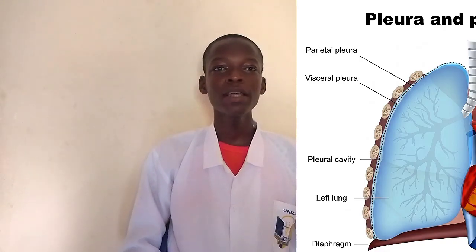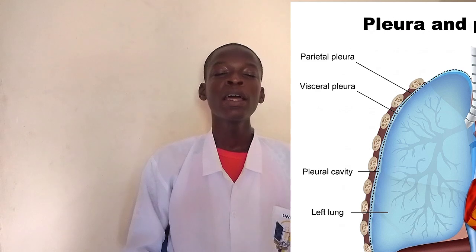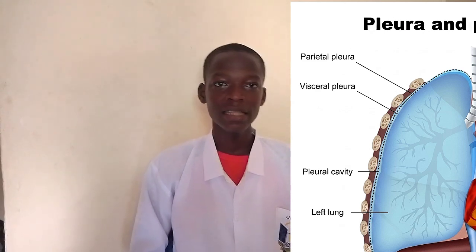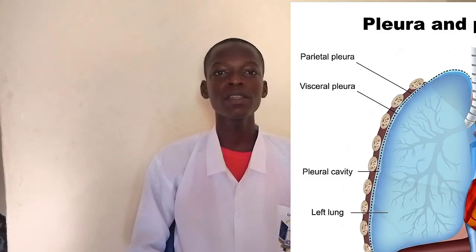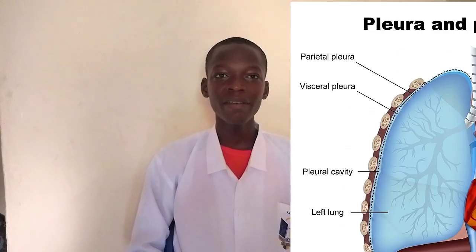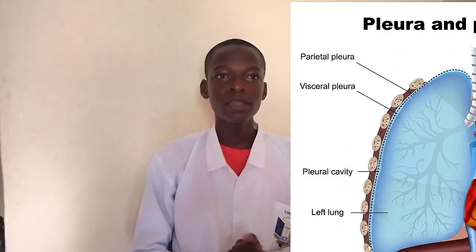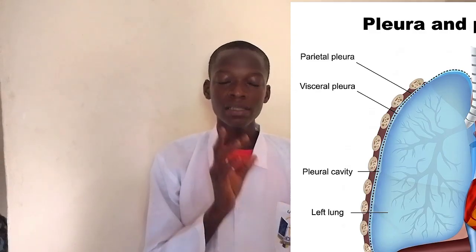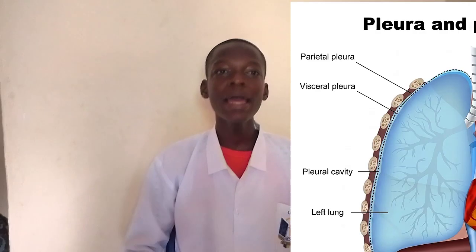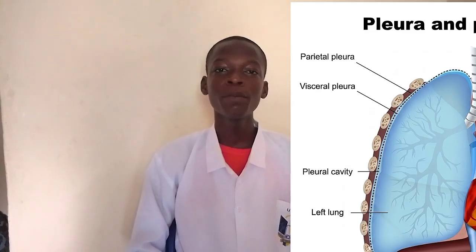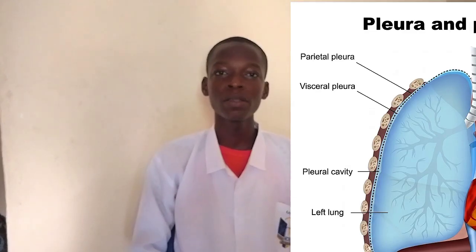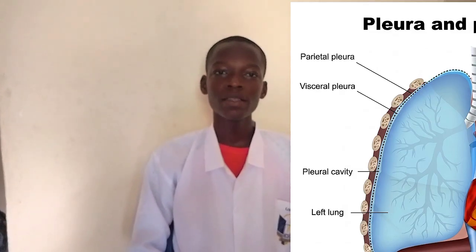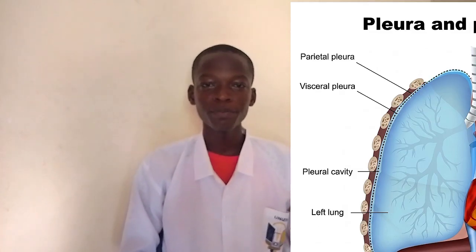So now let's talk on the visceral pleura. The visceral pleura is also known as the pulmonary pleura, in the sense that it lines the outer surface of the lungs directly. It invests the entire surface of the lung, except at the hilum, that's at the root of the lung, where the pulmonary arteries and the bronchi enter or leave the lungs. So the direct covering of the lung is the visceral pleura. That is why it is called the pulmonary pleura.